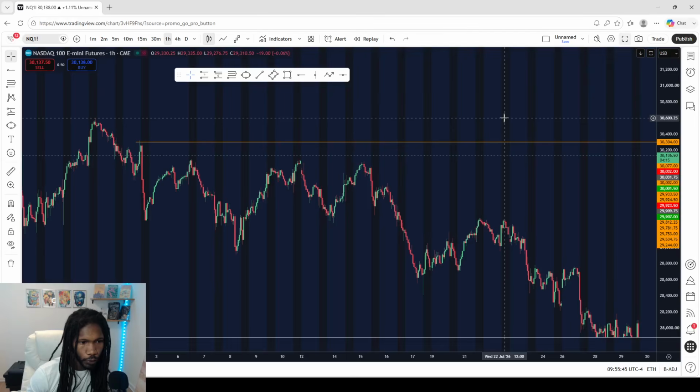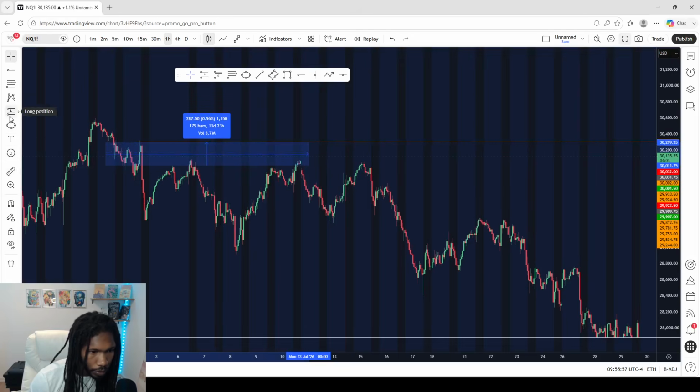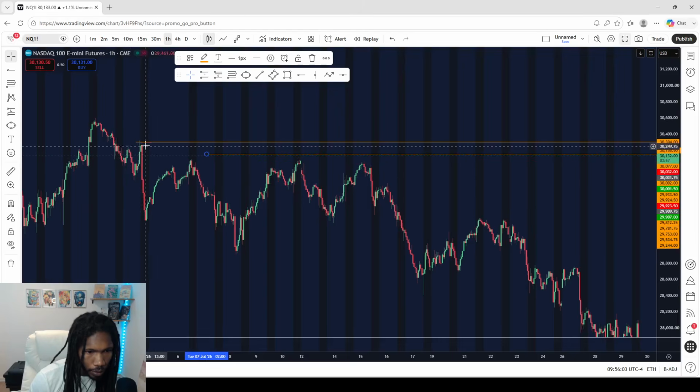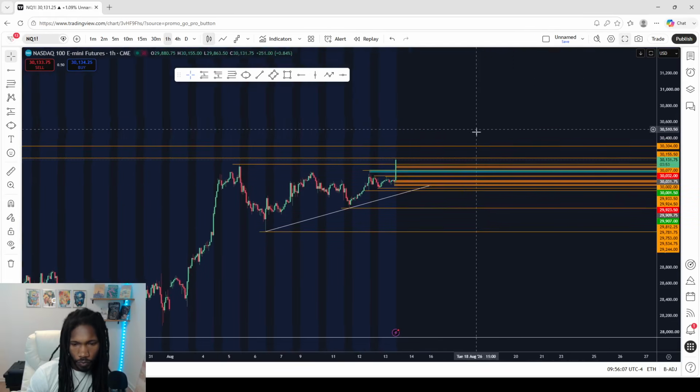Let's do a measurement. Let's measure out this order block to see what we're actually up against. Boom, 50%. Let's mark off the 50% of this order block. Alright, so that's the 50% of the order block.